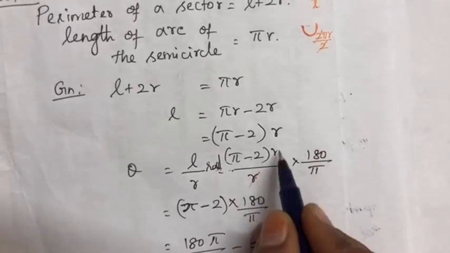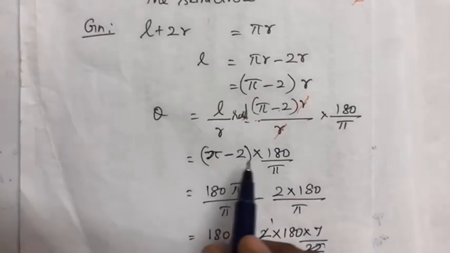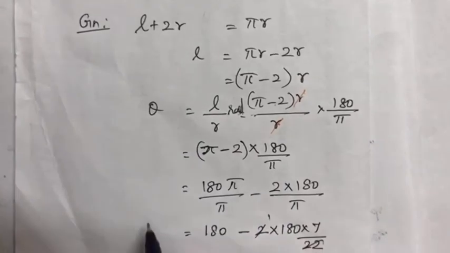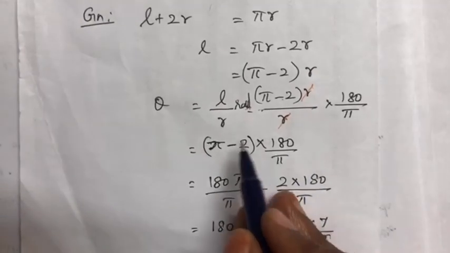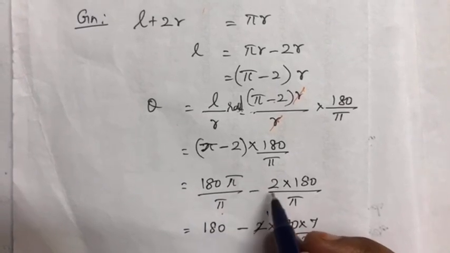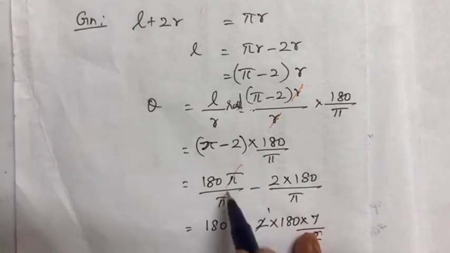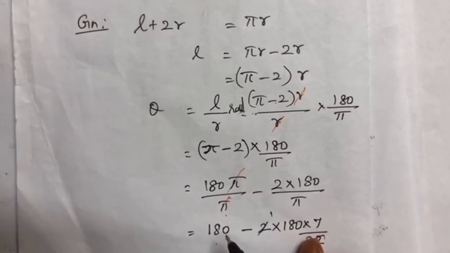So, r and r get cancelled. That is pi minus 2 into 180 by pi. We can multiply it inside. So, 180 pi by pi minus 2 into 180 by pi. So, here pi and pi get cancelled. So, it is 180.